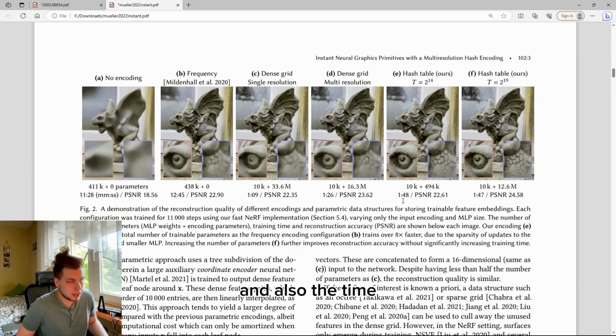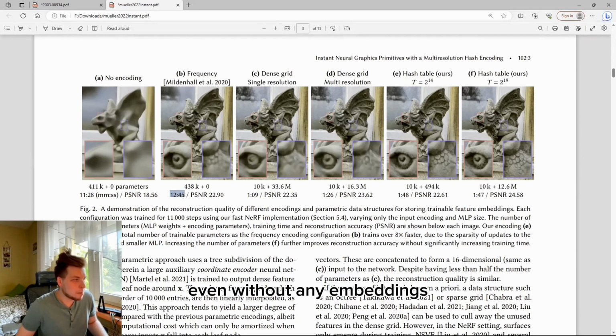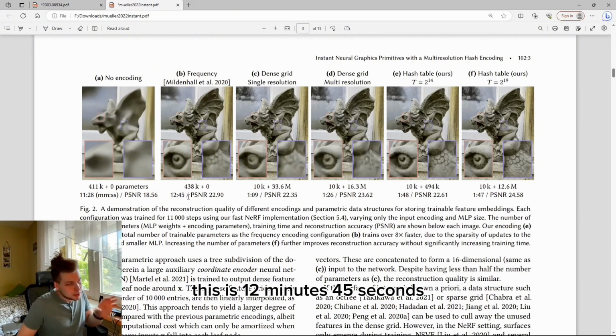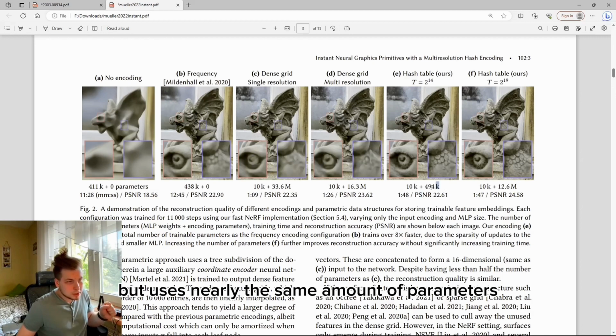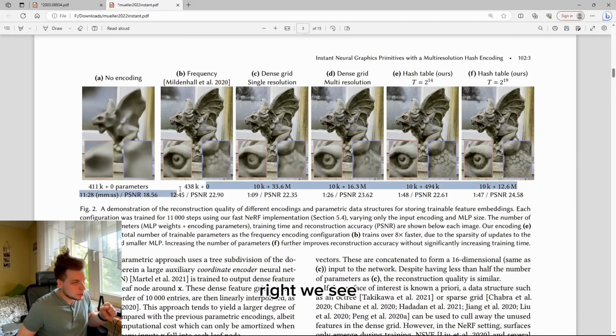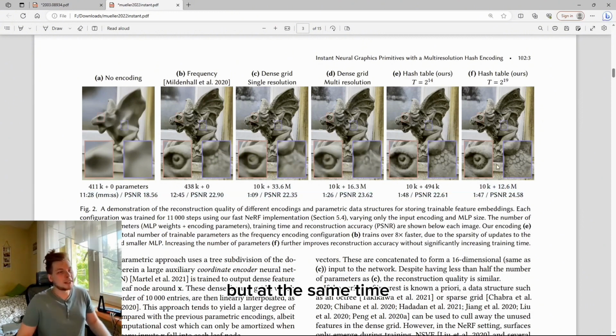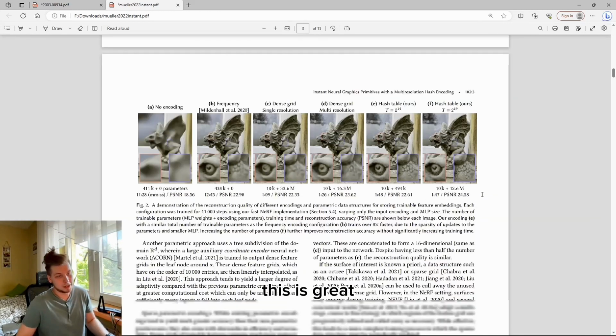And also the time, even without any embeddings, if we just do the frequency encoding that we did previously, right? This is 12 minutes 45 seconds. For them to train that is 1 minute 47 seconds, and this version is 1 minute 48 seconds. Very high quality, better than this one, but uses nearly the same amount of parameters, right? We see that the amount of parameters is similar. Here we use much more parameters for embeddings, but we get better details, right? But at the same time, the speed is unparalleled. Yeah, this is great.